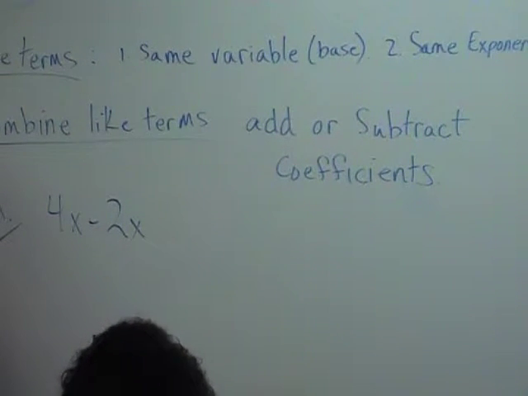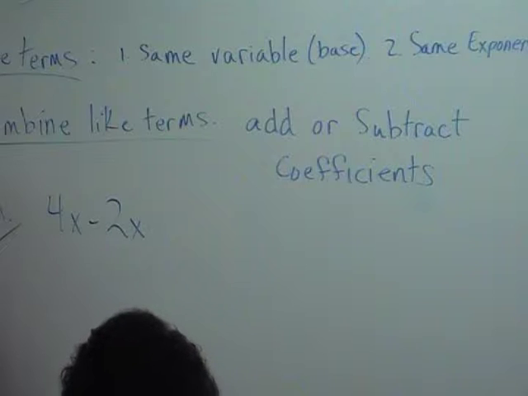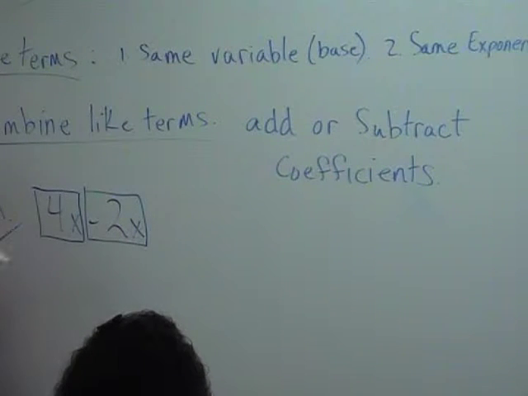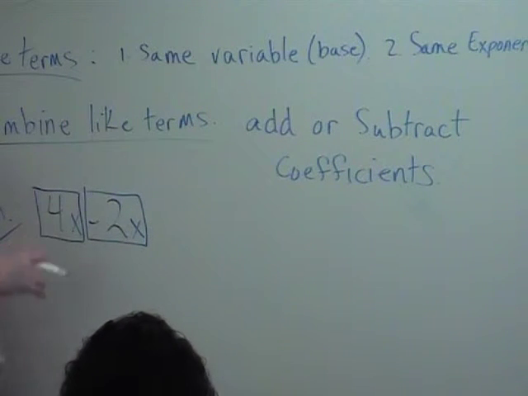So there are two terms here. The terms are separated by plus and minus signs, not division or multiplication symbols. Because this is a multiplication symbol right there, we just don't ever see it. We don't ever write it. There's 1, 2. So really, 4x is a term, and negative 2x is a term. We always keep the operation attached to what follows it. Okay? So that's how you tell how many terms you have.